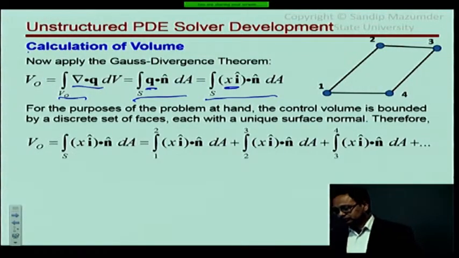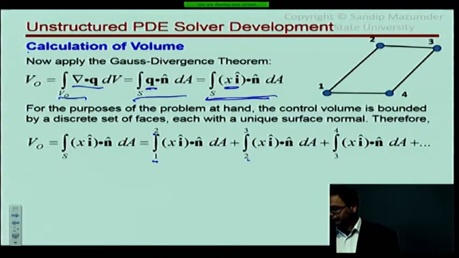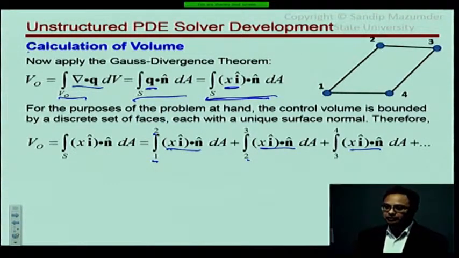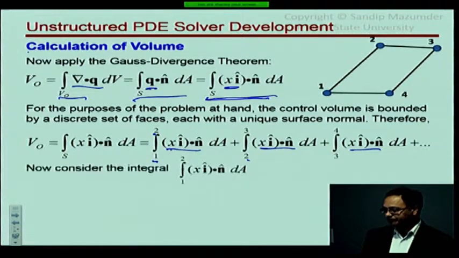So if I now expand this surface integral, basically it becomes the integral from 1 to 2, 2 to 3, 3 to 4, and so on. And then you'll have 4 to 1. So 4 integrals which have this as the integrand or the kernel. So let's consider the integral from 1 to 2 of x i dot n dA.